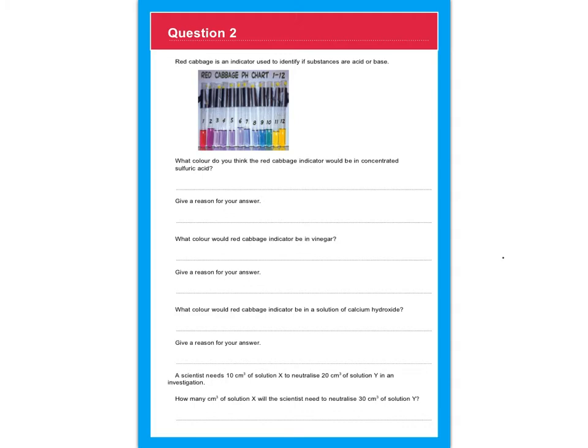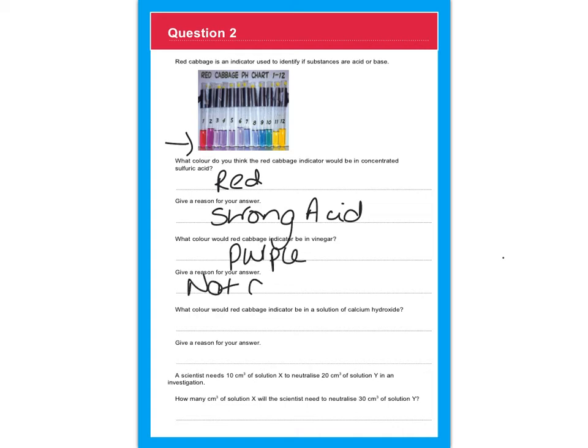Okay, next question. Red cabbage is an indicator used to identify if substances are acids or bases. What colour do you think the red cabbage indicator would be in concentrated sulfuric acid? So concentrated sulfuric acid, I'm going to go with the red colour, guys, because it is a strong acid, and we know that strong acids are all on the lower end of my pH scale. What colour would the red cabbage be in vinegar? So vinegar is still a strong acid, but it's not as strong as my sulfuric acid. So I'm going to put the vinegar in a kind of a purple colour, because it's not as strong an acid.